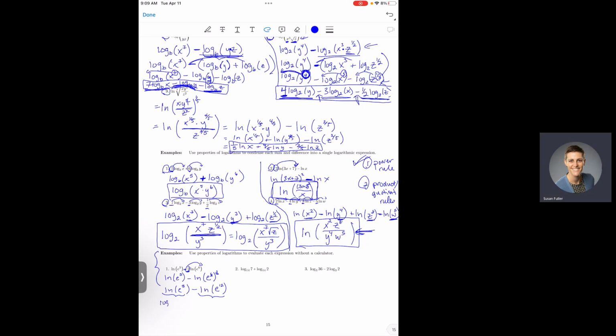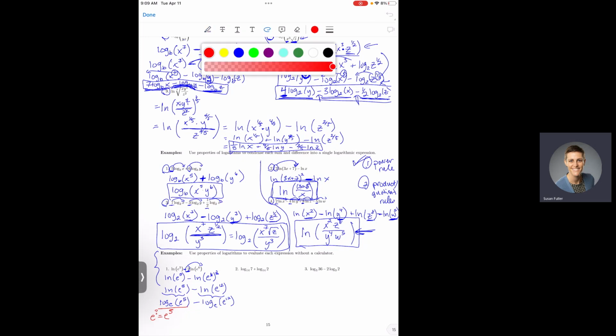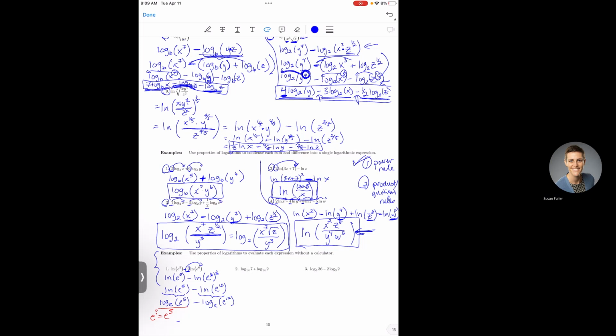Well, this is really log base e of e to the fifth power, right? Because the ln is log base e. And I can do that again over here. And what this really means is this one over here says e to what power gives me e to the fifth power? And the answer is 5. So this whole thing reduces to 5.